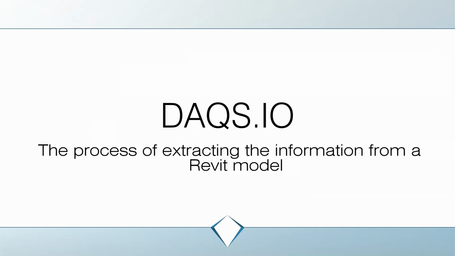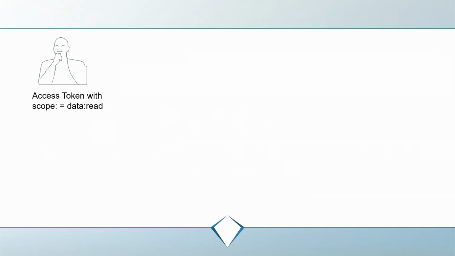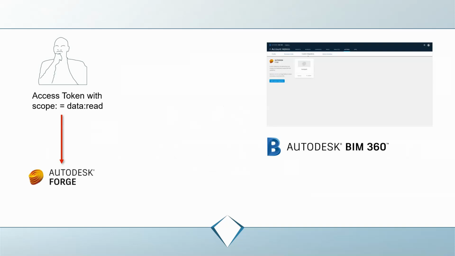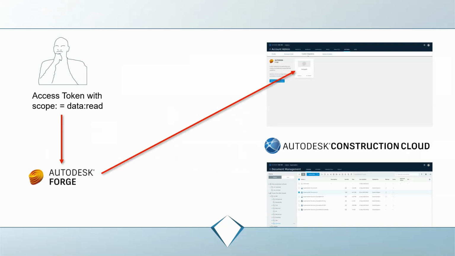Please let us explain how the system of the plugin works. It is not the plugin that takes the action. It is the user that instructs Autodesk Forge to copy the DAQS.io app from the user's BIM 360 hub and the designated Revit file to a temporary location on the Autodesk Forge servers.